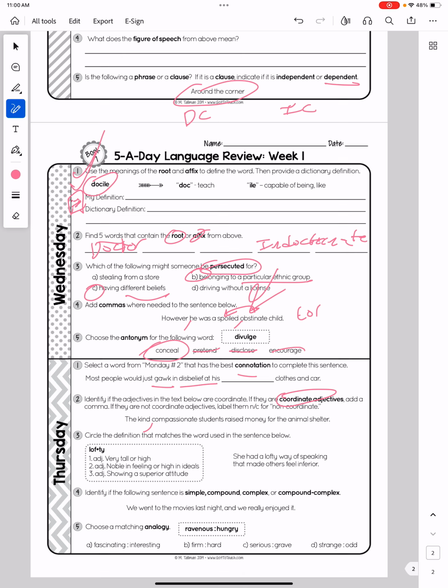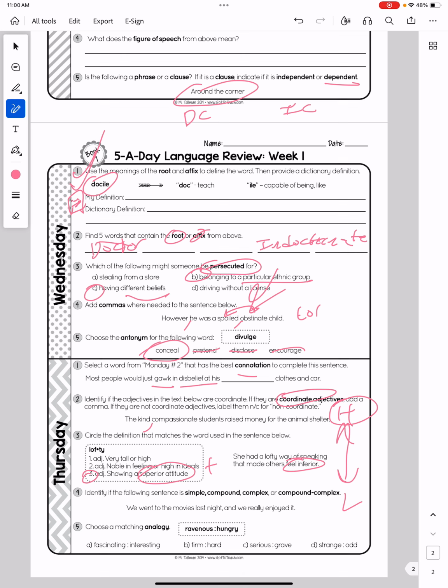Either one works. Lofty, we have this idea of feeling inferior, which means we have a totem pole where one is high and one is low. One definition here talks about superior attitude. That means high. So number 3, lofty means showing a superior attitude. She has a lofty way of speaking that made others feel inferior. It's the way her attitude comes across. Not noble. That's a positive connotation anyway. And high or tall is just like physical objects like trees.